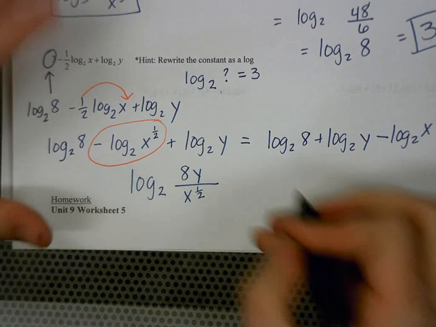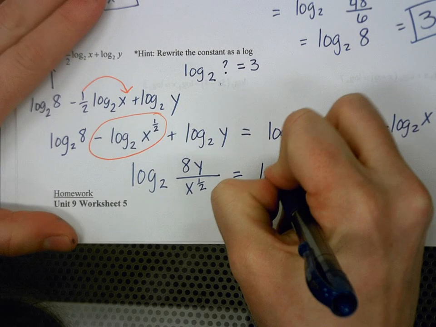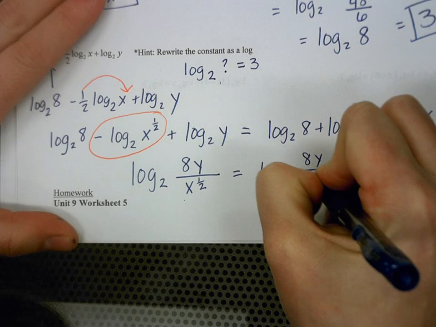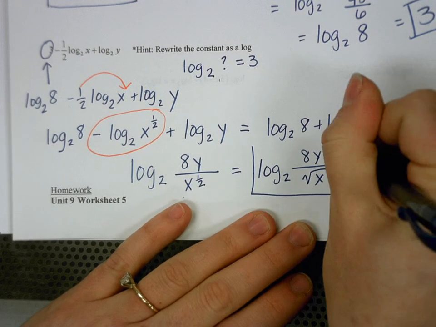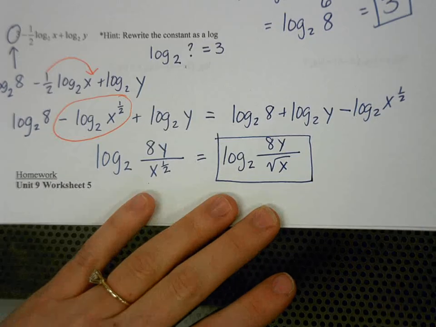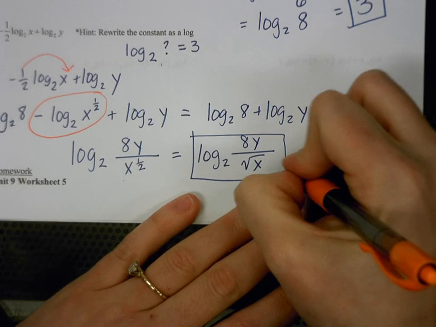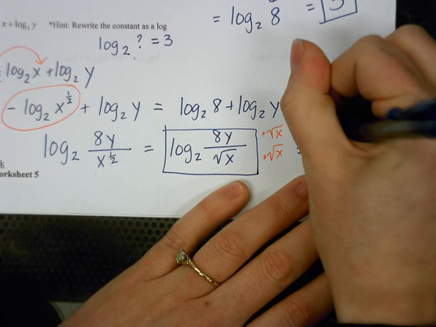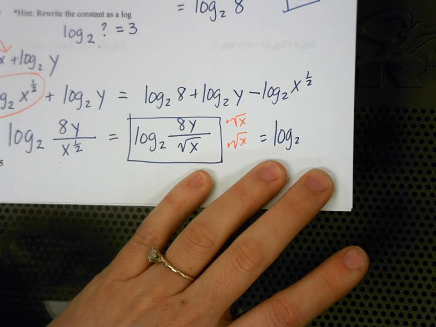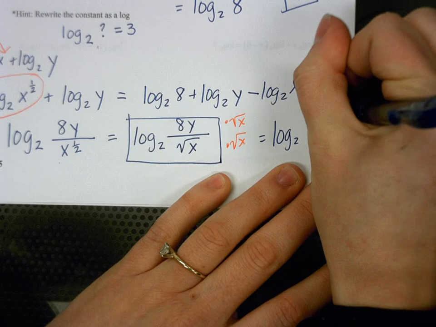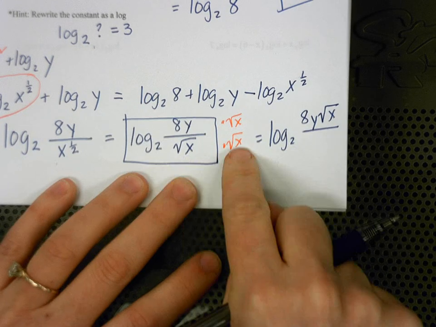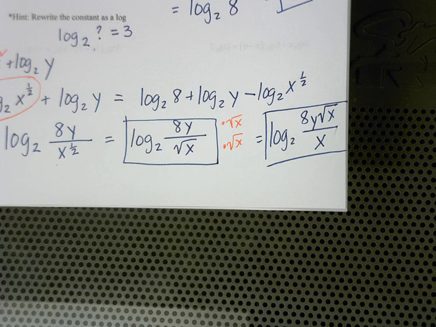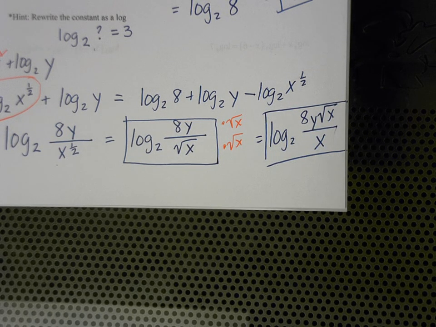All right, let's rewrite this as a radical. x to the 1/2 is the square root of x. So this is a correct answer. If you were asked to have all rational denominators, you would want to rationalize this by multiplying by the square root of x. So this would also equal log base 2 of xy square root x over square root of x times square root of x, which is x. So that's fine as well. Just follow directions on whether you need to rationalize all denominators.